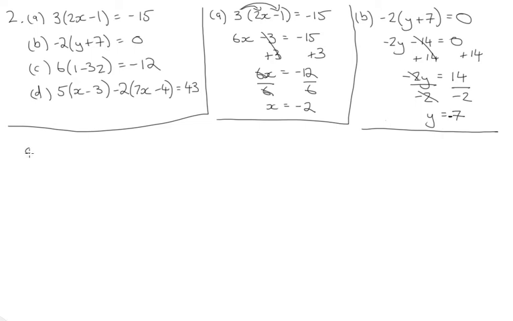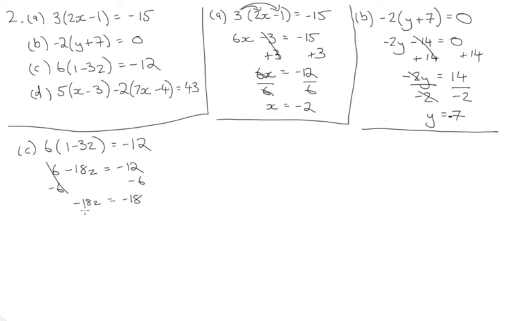Now I'll do C here, and C is 6 multiplied by 1 minus 3z is equal to minus 12. Let's multiply it out first. 6 by 1 is 6, 6 by minus 3z is minus 18z, and then we have minus 12. So I want to get rid of this 6, so I'm going to minus 6 from both sides. They cancel each other out, so I'm left with minus 18z on this side is equal to minus 12 minus 6, which is minus 18.